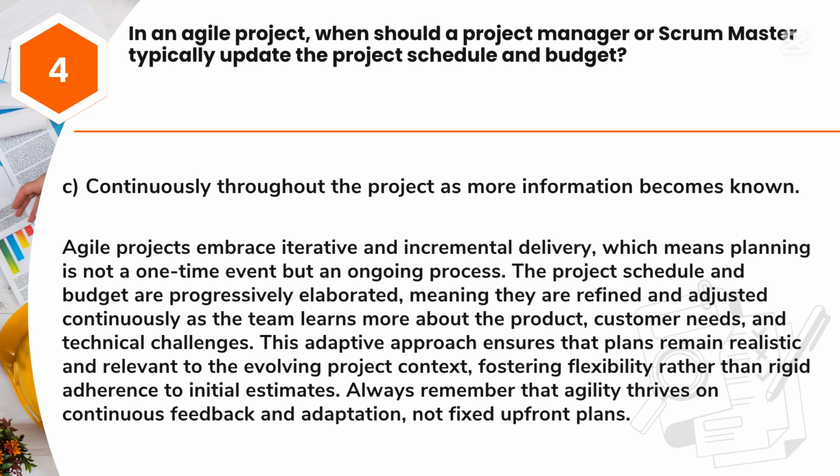Answer: C. Continuously throughout the project as more information becomes known. Agile projects embrace iterative and incremental delivery, which means planning is not a one-time event but an ongoing process. The project schedule and budget are progressively elaborated, meaning they are refined and adjusted continuously as the team learns more about the product, customer needs, and technical challenges.